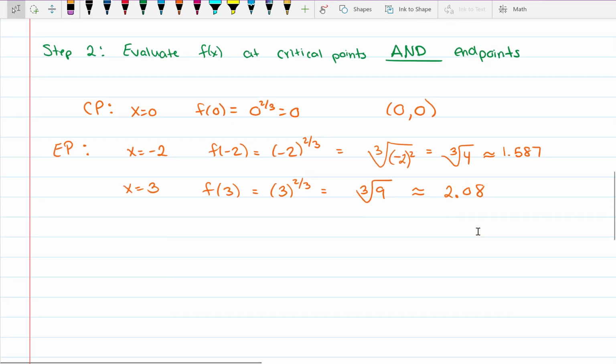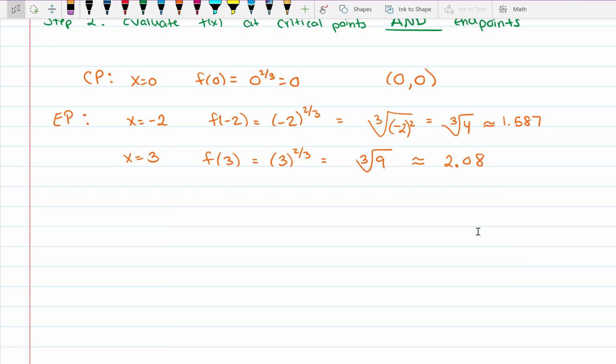So now we're going to make what we call a sign chart. This is going to tell me if my points are a maximum or a minimum. Now we know that 0 is a critical point, so we know it's either a max or a min, and by looking at the graph we know it's a min, but we're going to determine using this chart if it's a max or min.